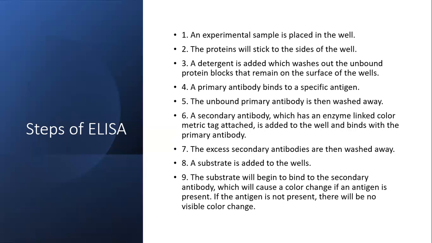Then this process somewhat repeats itself, except this time it's a secondary antibody, and the secondary antibody has the enzyme-linked colorimetric tag attached, which sounds really complicated, but essentially this enzyme is what's going to make it change color if there is a presence of the antigen in this case. Anyways, this is added to the well and it binds with the primary antibody. Then the excess secondary antibodies are all washed away.